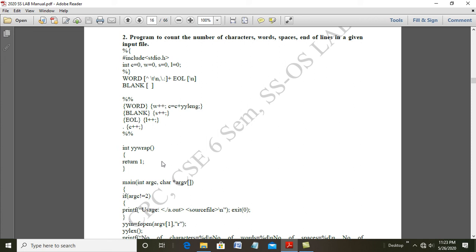Based on the declarations, we'll take the word count, and yyleng is an inbuilt function that will count the word. When blank spaces occur, s plus plus will be increased, when an end of line occurs, l plus plus will be increased, and any dot will be nothing but a character. Anything will be considered a character. Even operators and numbers will be considered characters. And whatever yywrap will be called just to ensure there is no input left to further process.